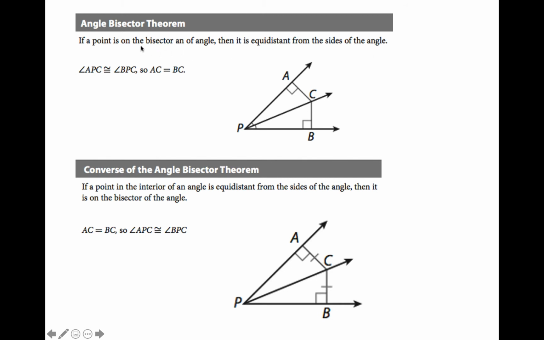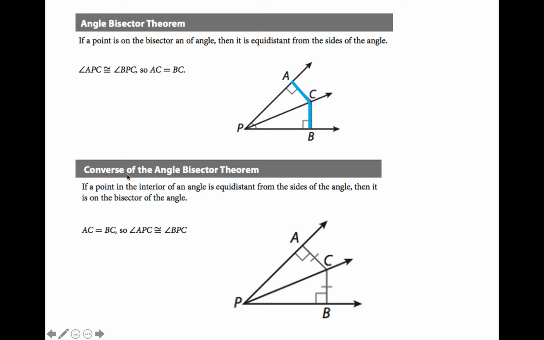So we have a point that's on the bisector of an angle. Notice that this angle is marked with these two pieces equal. So that means that this big angle got cut in half or bisected. So each of these two angles are equal. Notice that point C is on that angle bisector. For C, it says it is equidistant from the sides of the angle. The length from A to C will always equal the length from B to C, as long as C is on the angle bisector.